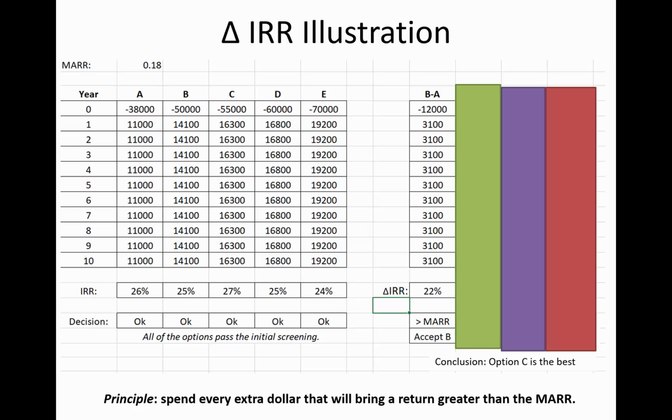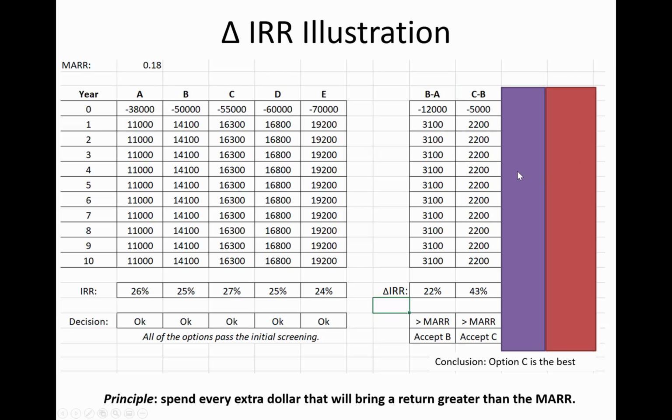instead of option A. So you can see here on the decision row, our decision is the delta IRR is greater than the MAR, so we should accept B. So after the first matchup, the first comparison, our new champion is option B. And so the next matchup is going to be C versus B. So let's do that now.